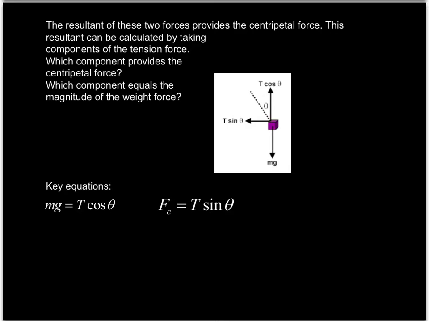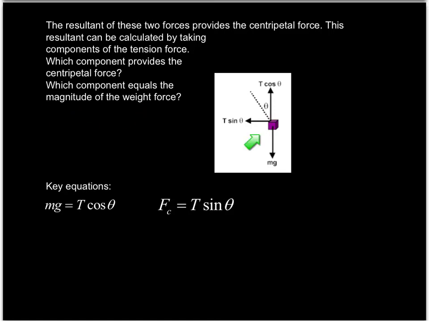This resultant can be calculated by taking components of the tension force and then considering the vertical component and the horizontal component. We might ask these questions: which component provides the centripetal force, and which component equals the magnitude of the weight force?